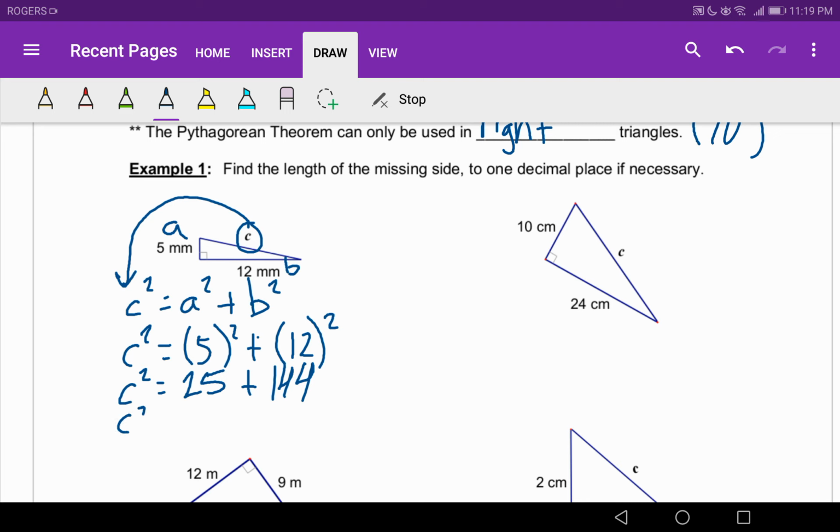So we get C squared equals 169. Now, I can't stress how often students will leave this as the answer of 169. You cannot do that. That is not fully complete. Why is it not complete, you might ask? Because we don't have C by itself. We have C squared equals 169.